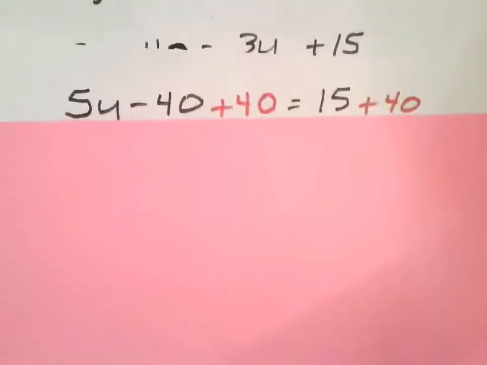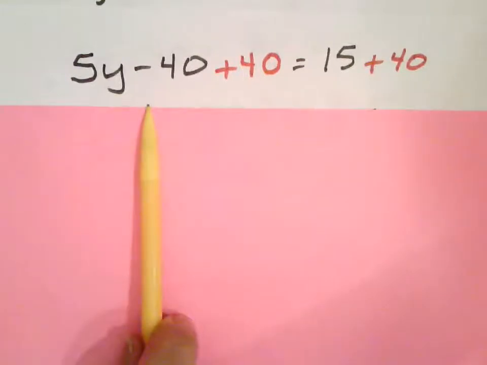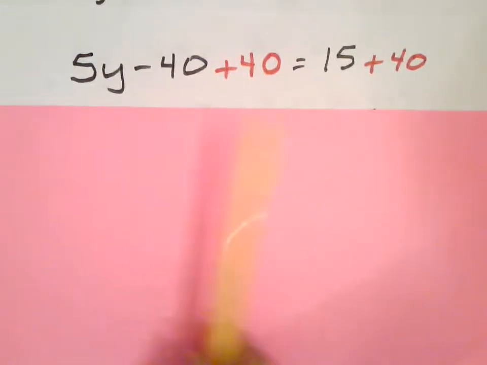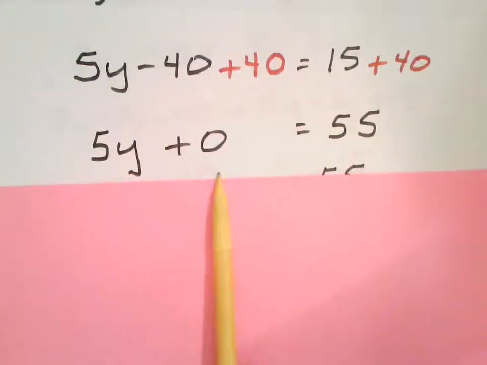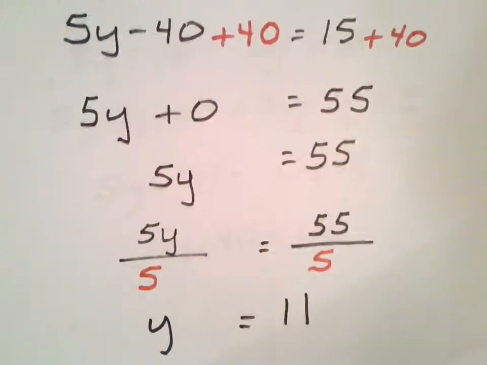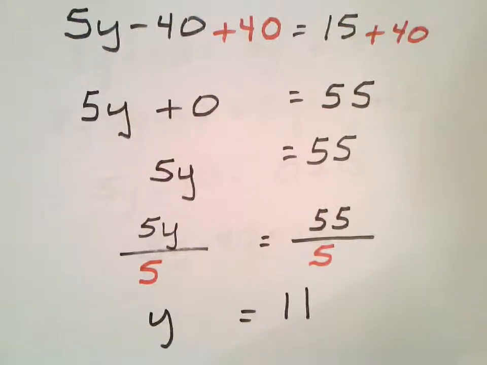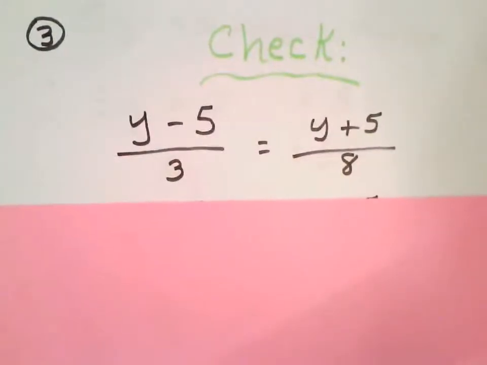When I add 40 to both sides, 5y minus 40 plus 40 equals 15 plus 40. I have 5y plus 0 equals 55. Divide each side by 5, and we get y equals 11. Now again, we want to check this to make sure this is the correct answer. And remember, when we check this, we want to write the original equation, which is y minus 5 over 3 equals y plus 5 over 8.